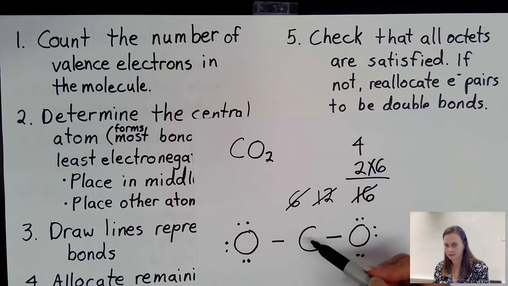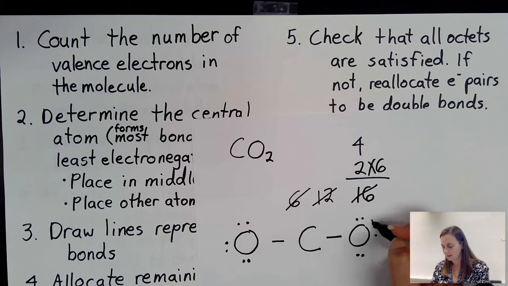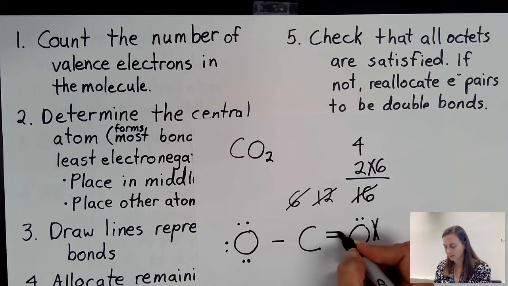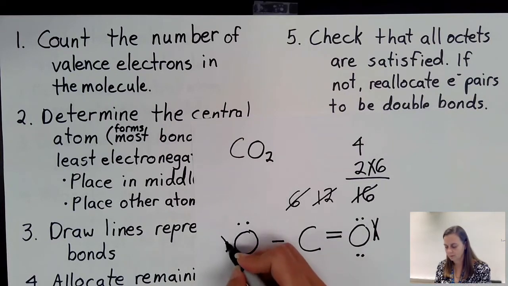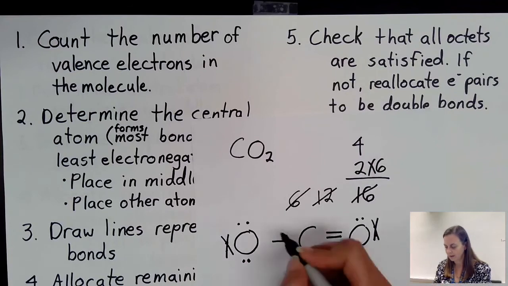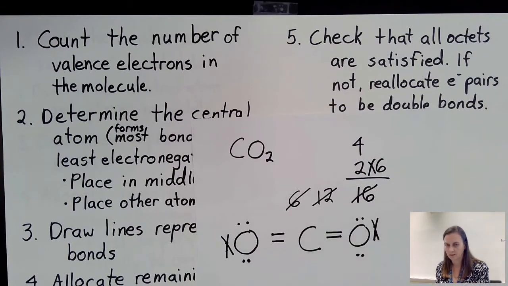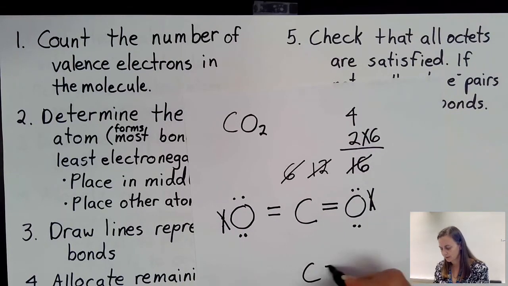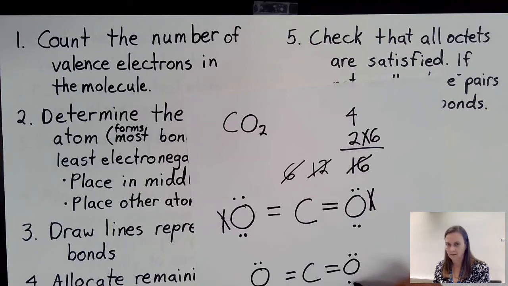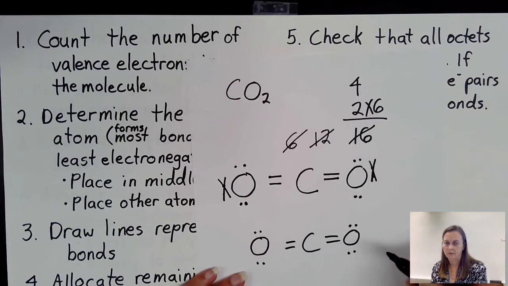And so we're going to take this pair, and we're going to reallocate it to be a double bond. That oxygen still has 8, but now carbon has 2, 4, 6. So I'm going to do it one more time. I'm going to take that pair, and I'm going to reallocate it to be a double bond. And so we can see that our final structure is carbon double bonded to 2 oxygens, each of which has 2 lone pairs. And that's our formula for carbon dioxide.